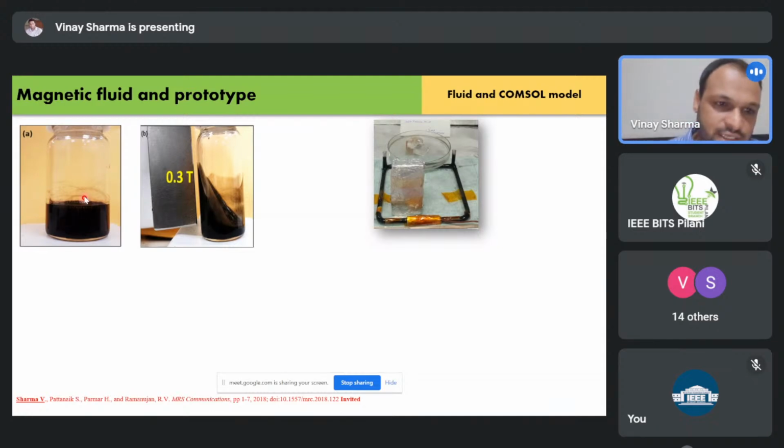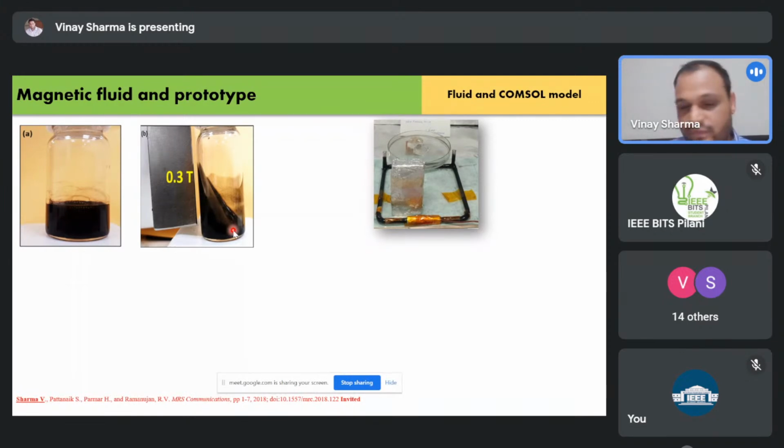So when you see here on image A, this is a magnetic fluid that I created. And when I bring a magnet closer to it, you see the whole of the fluid is attracted as one entity. It's not like the powders are separate and the liquid is separate. So this is called a stable nanofluid. So this is what we want.